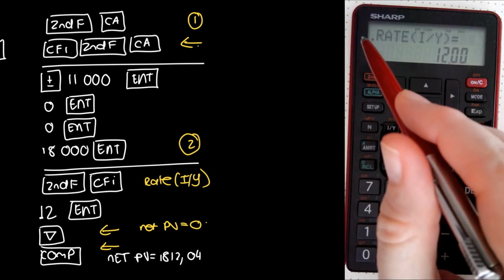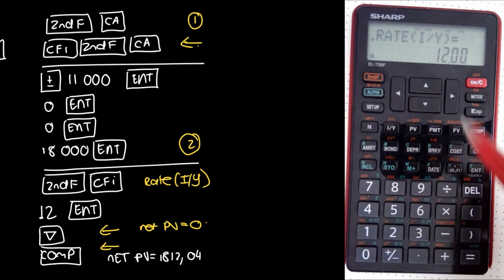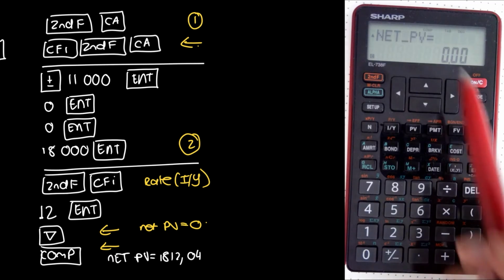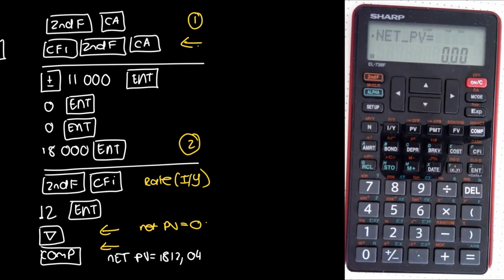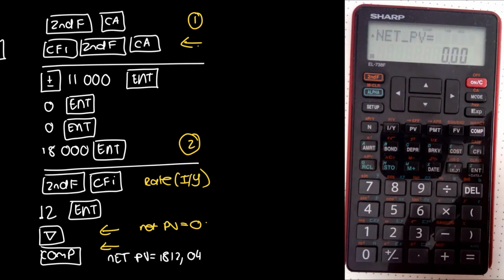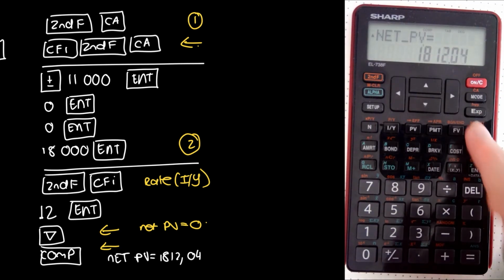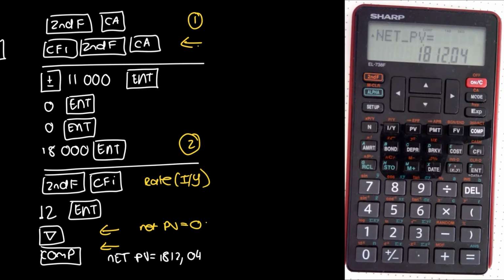Now you can see there's an option to scroll down. We're going to scroll down. So we're going to scroll down until we see net PV, and then we're just going to ask the calculator to compute it for us. So compute. And now we get 1812.04. So this is telling us that the project will give us more profit than if we had to put it into the bank. So we get a greater return if we had to use the project versus if we had to put it into the bank.